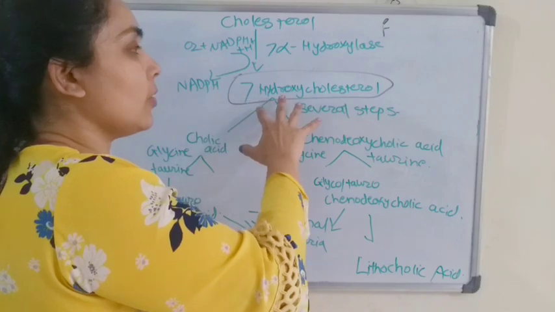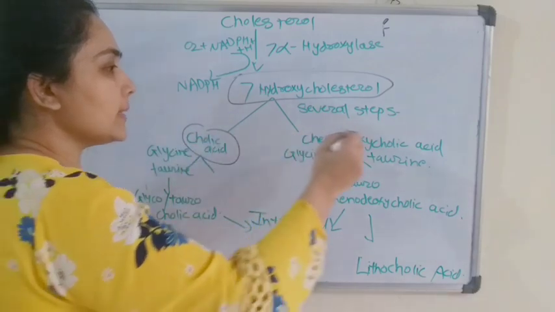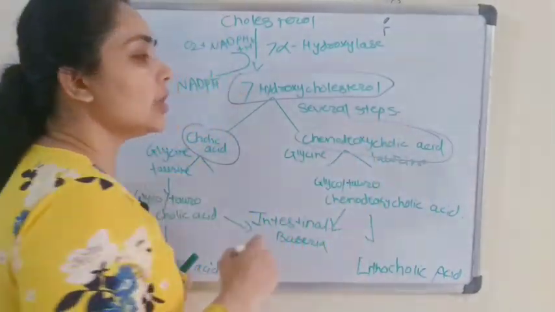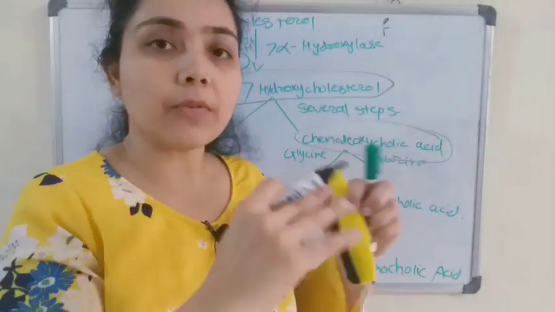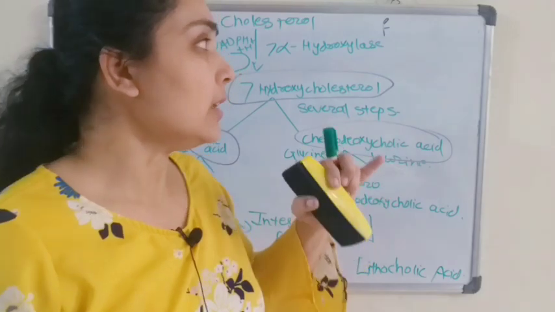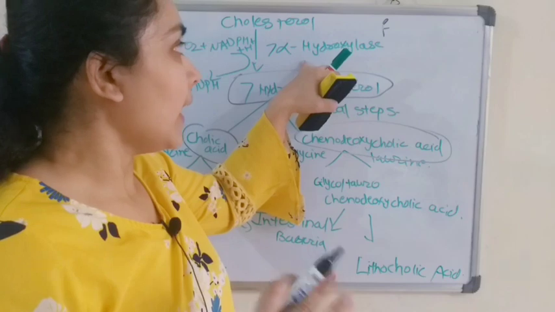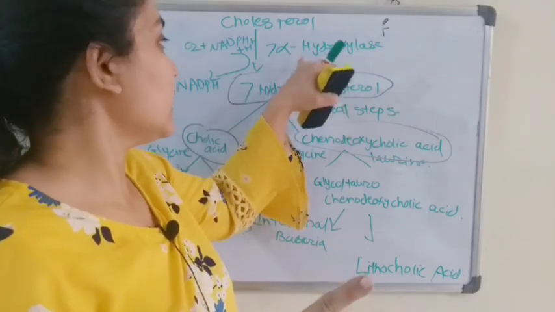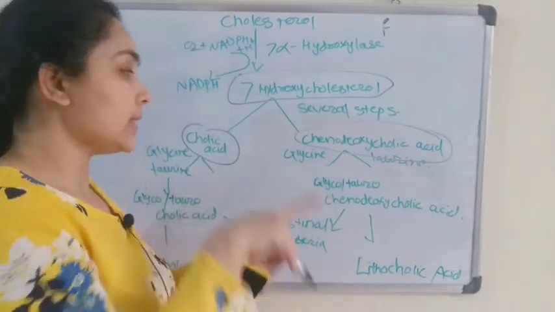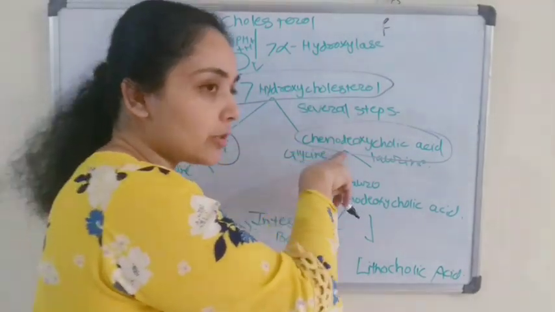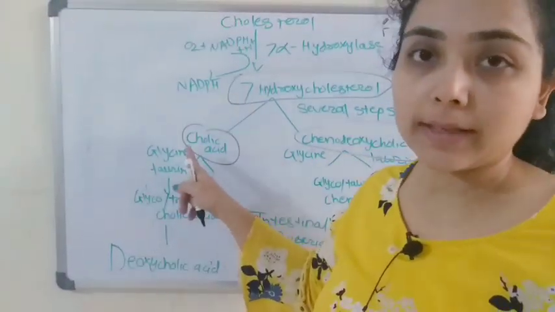This 7-hydroxycholesterol, after several steps, we will get cholic acid and chenodeoxycholic acid. We will not go into all the detailed steps of the bile acid, just we will have the overview of how the cholesterol will convert to bile acid. So from the cholesterol, 7-alpha hydroxylase, which is a very important enzyme, the rate limiting enzyme, will convert it to 7-hydroxycholesterol, which after several steps will give cholic acid and chenodeoxycholic acid. These names have to be remembered because these are the primary bile acids.